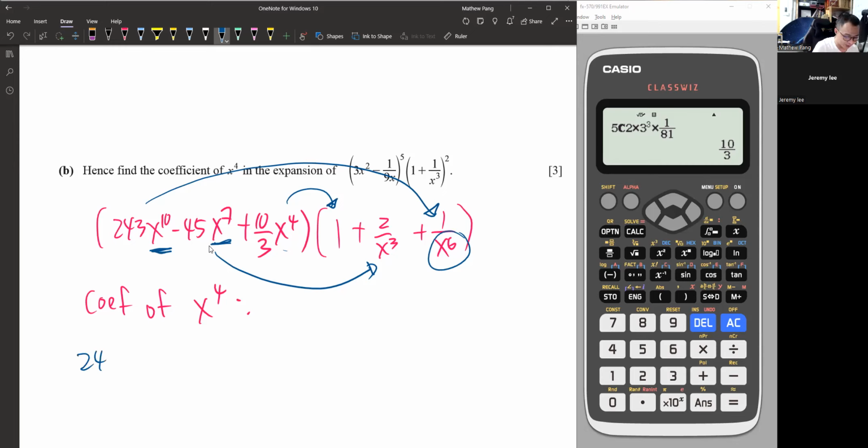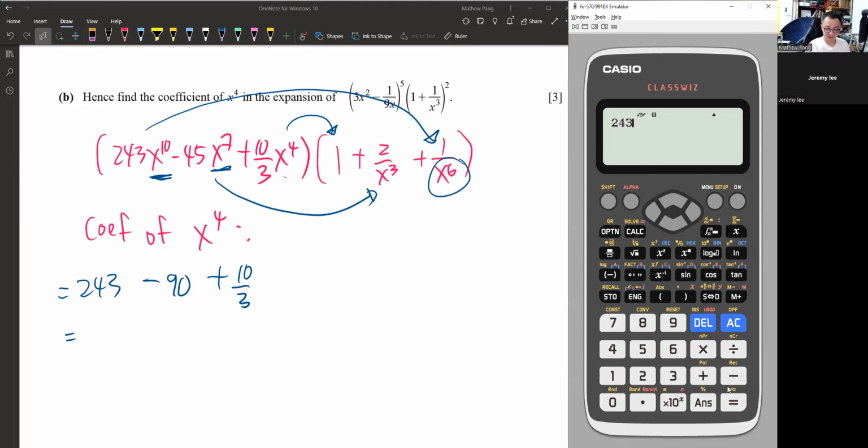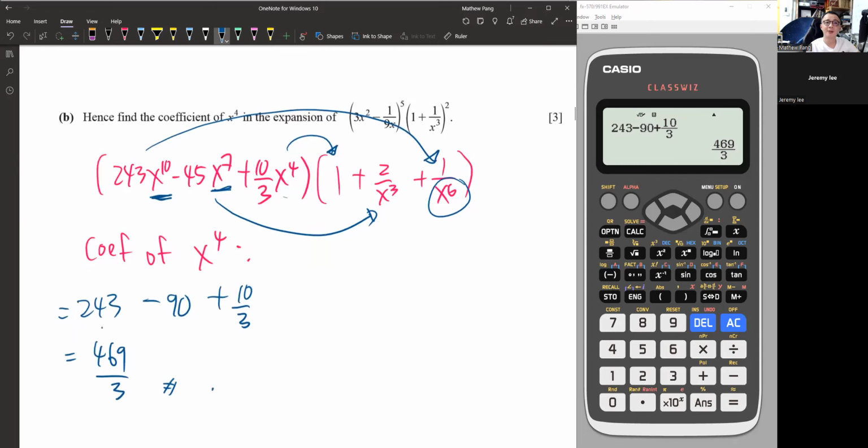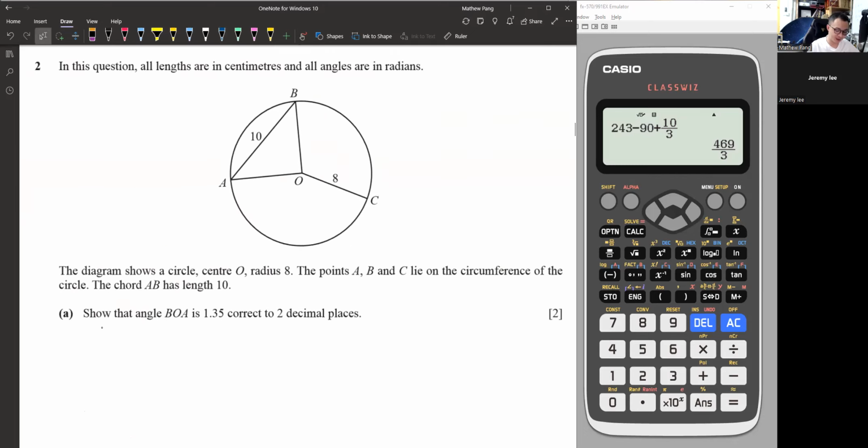So the first one is just 243, and we will multiply 1, right? It is 243. Then negative 45 times 2 is negative 90. Plus 10 over 3 times 1 is 10 over 3. Then just use a calculator. Minus 90 plus 10 over 3. So your final answer is 469 over 3. Done. This is the coefficient of x power 4. Okay, so let's move on.